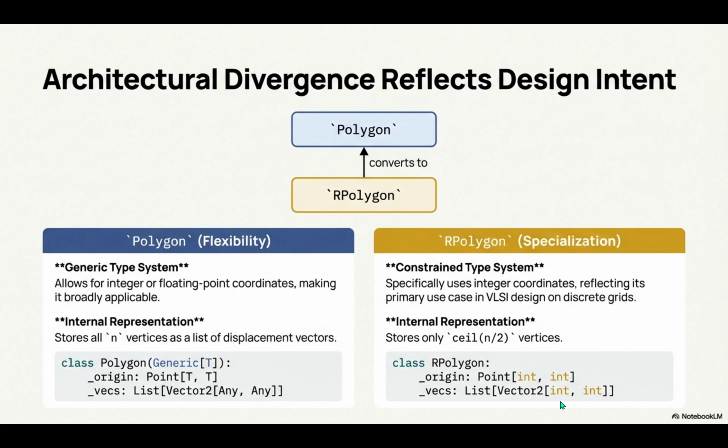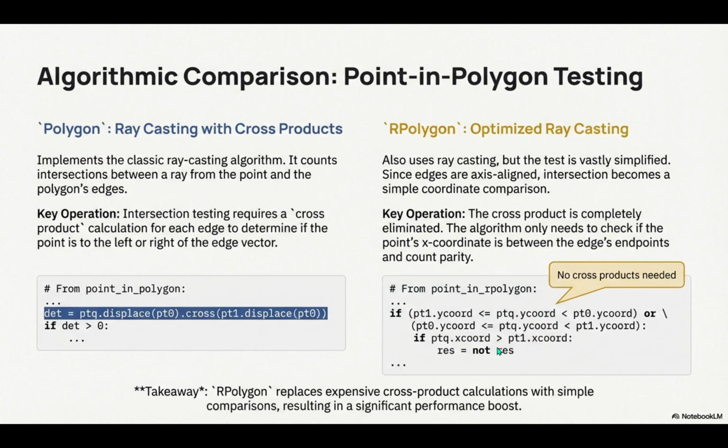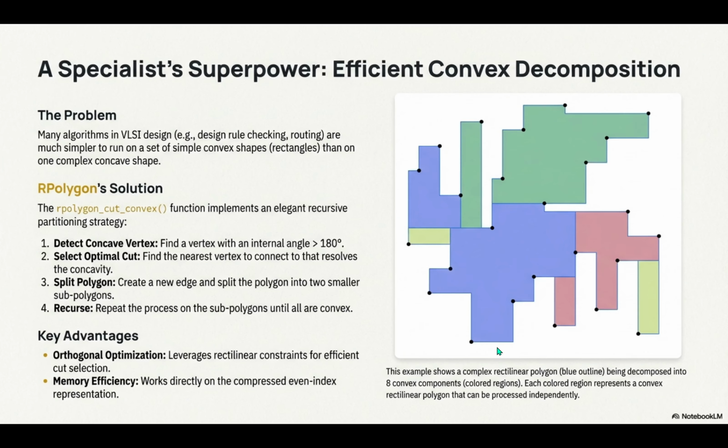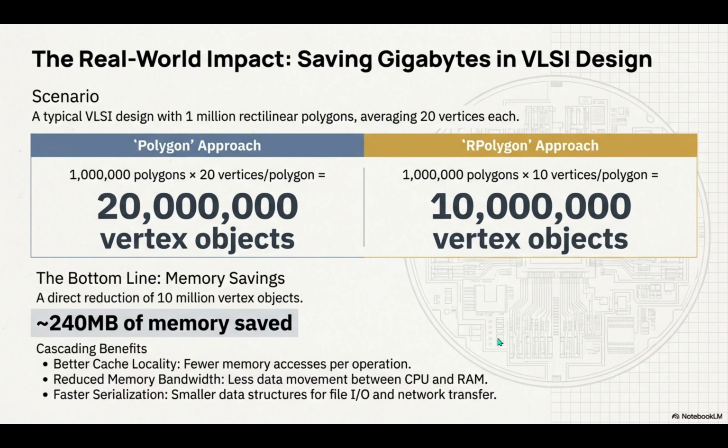So let's put this 50% reduction into the context of chip design. This is where it gets real. Imagine a chip floor plan with, say, 1 million complex rectilinear polygons, each one averaging maybe 20 vertices. Okay, so with a general polygon approach, you'd need to store 20 million vertex objects. That's our baseline. But with the specialized R polygon, where we only store the even indices v0, v2, v4, and so on, we cut that total right in half. 10 million vertex objects. And the source analysis calculated that saving. It's approximately 240 megabytes of memory, just saved on vertex storage for that one layer of the design.